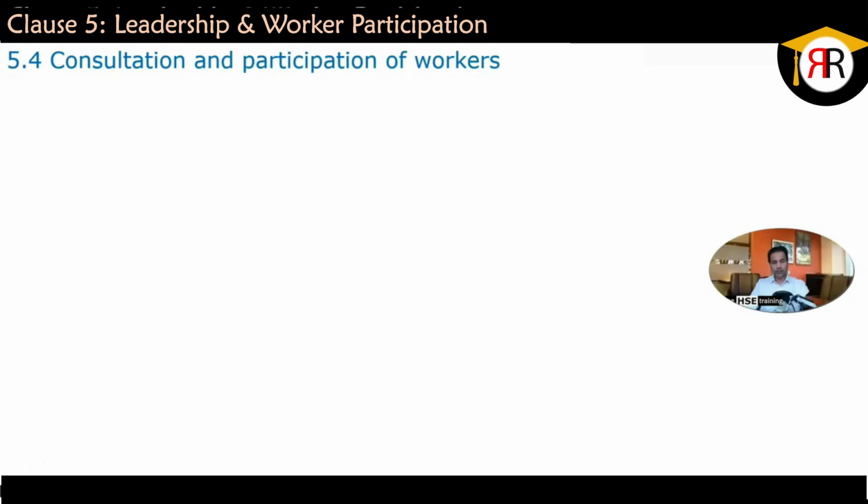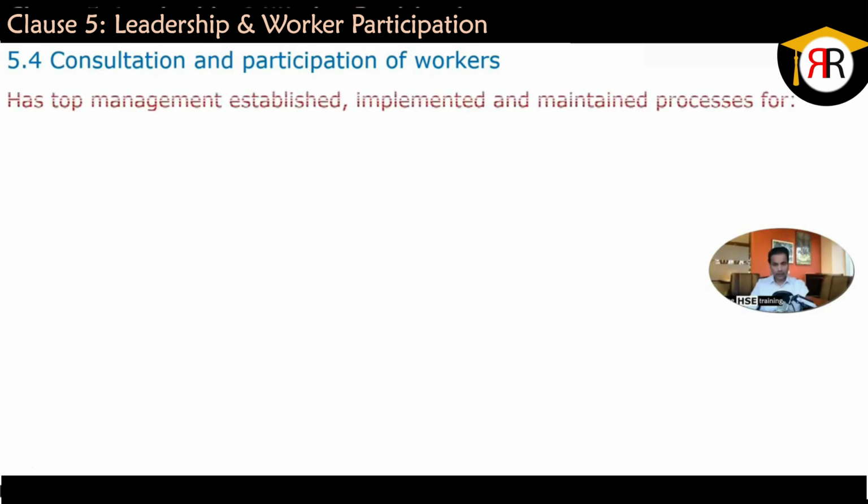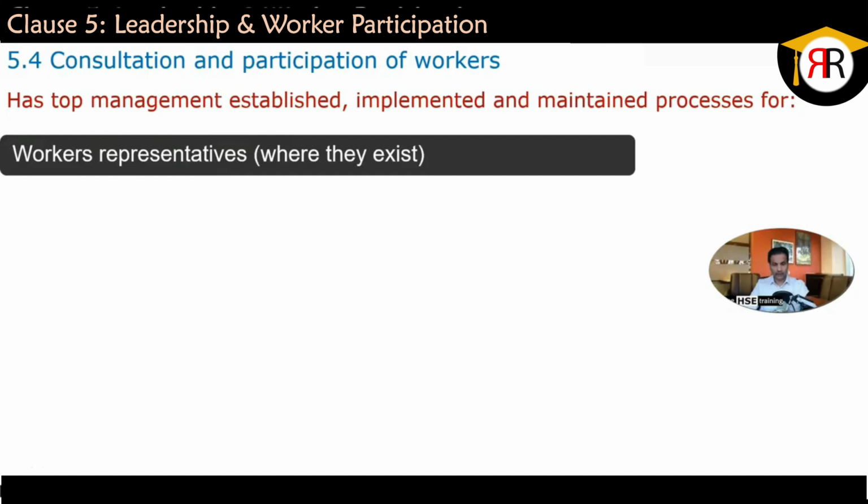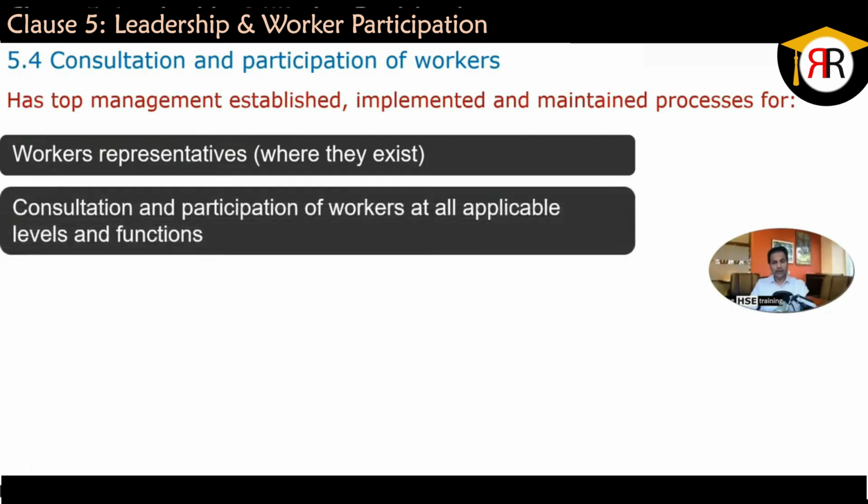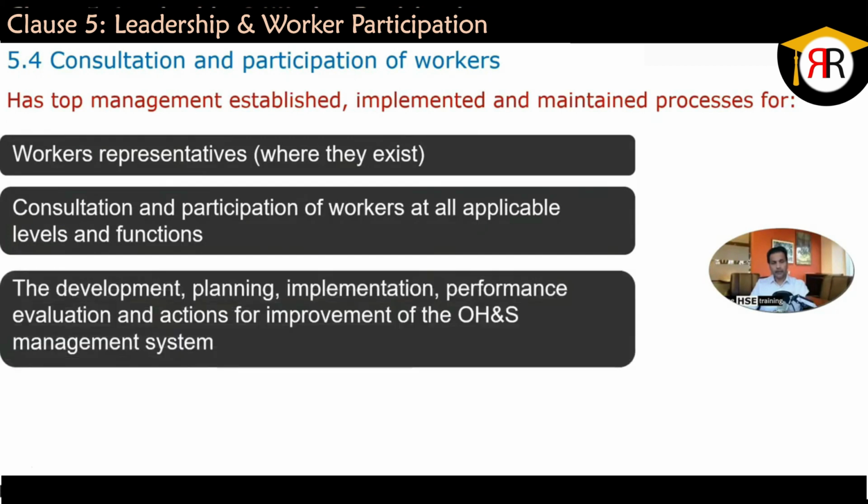Subclause 5.4 is about consultation and participation of workers. Here we're looking to see if the top management has established, implemented and maintained processes for workers' representatives, if they exist, consultation and participation of workers at all applicable levels and functions, and the development, planning, implementation, performance evaluation and actions for improving the OHS management system.